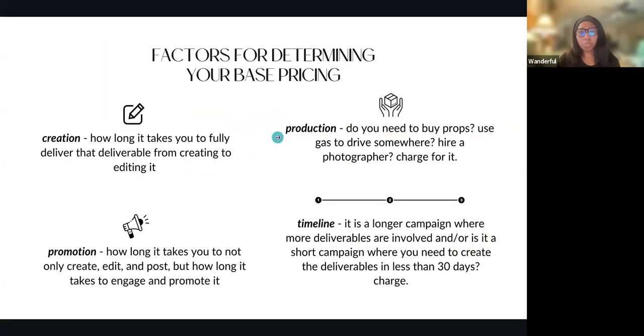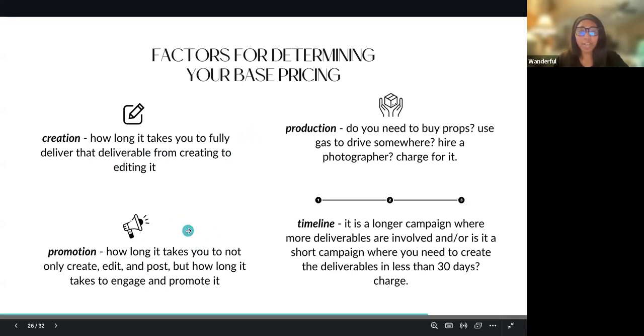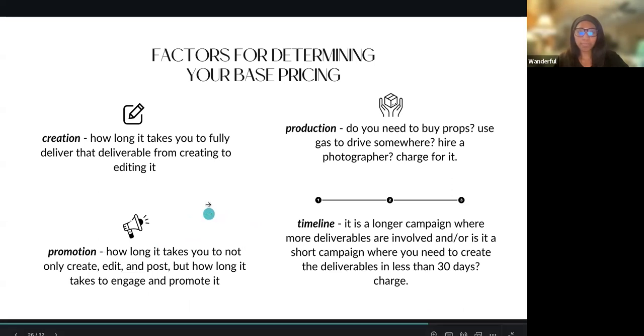So, some factors to help determine your base pricing, meaning the starting point. Creation. How long is it taking you to fully create a deliverable, from creating it to editing it? A lot of people tend to not consider the editing part. We know that editing could take a hot minute, so make sure you're charging for that. Promotion. How long does it take for you to not only create, edit, and post, but you still have to engage with it. You have to promote it on your stories in some cases. That all counts and should be considered when you're setting your rates.